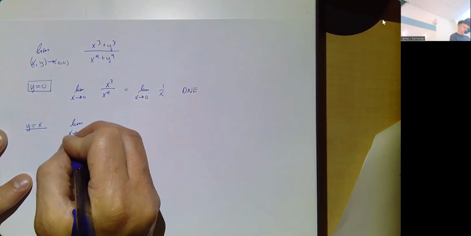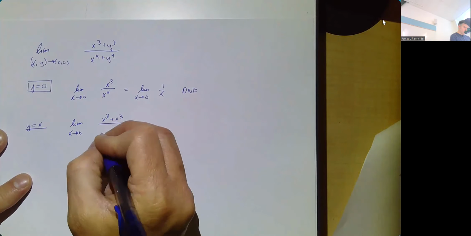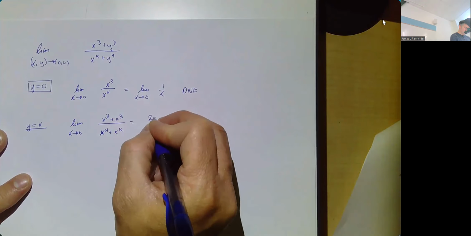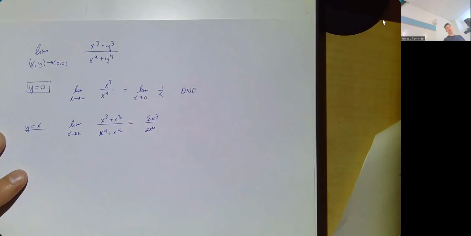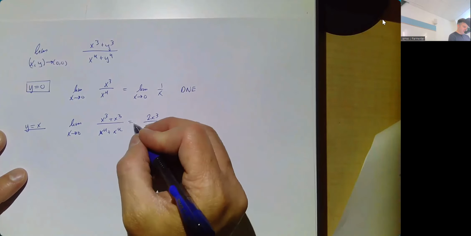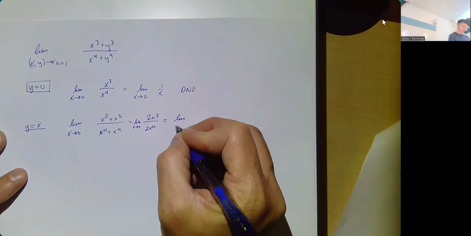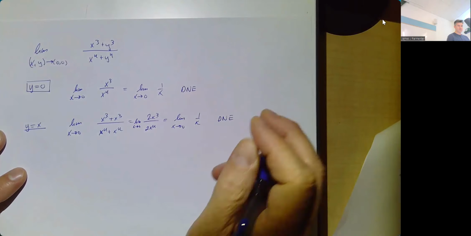Limit as x goes to 0 of x cubed plus x cubed over x to the fourth plus x to the fourth, which is 2x cubed over 2x to the fourth. Oh, I forgot something. It's not that big a deal. I mean, it's kind of a big deal. I should have written the limit out here. And then that's still the limit as x goes to 0 of 1 over x, which still does not exist.